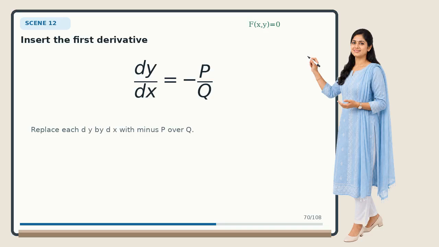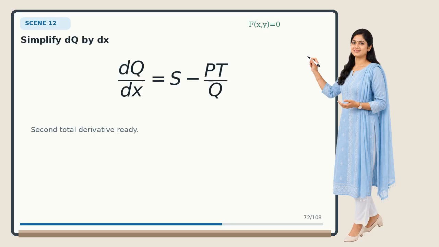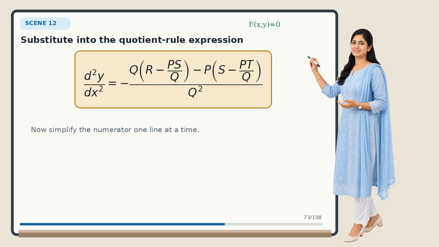Now use the first derivative already proved from the total change argument. Substituting minus p over q into dp by dx gives R minus ps over q. Similarly, dq by dx becomes S minus pt over q. Substitute both total derivatives into the quotient rule expression. Keep the outer minus sign and the order q dp by dx minus p dq by dx.